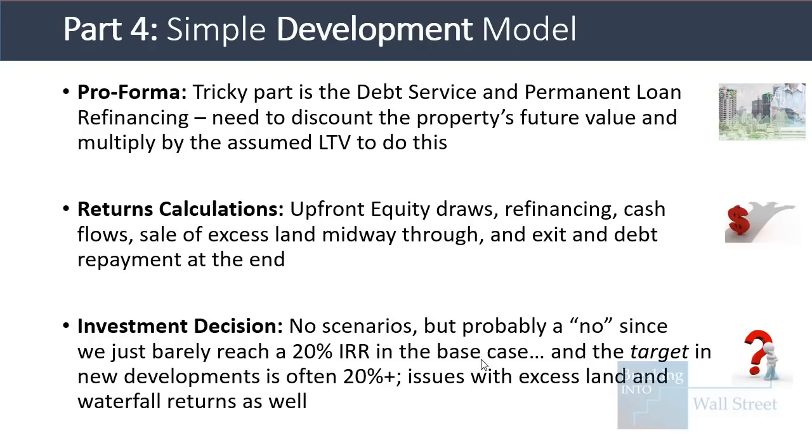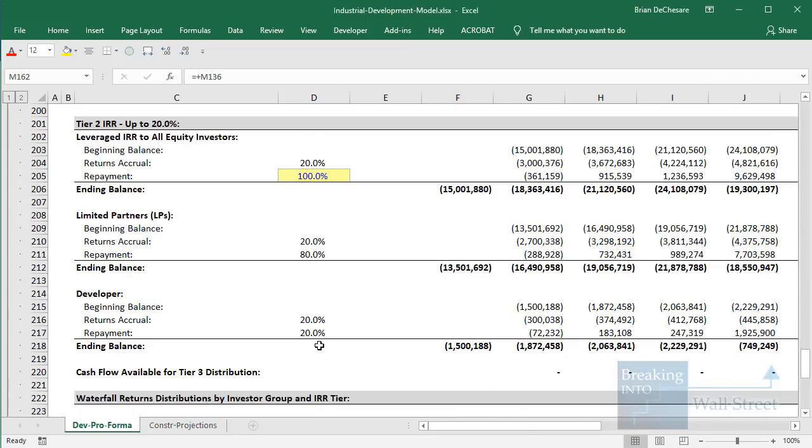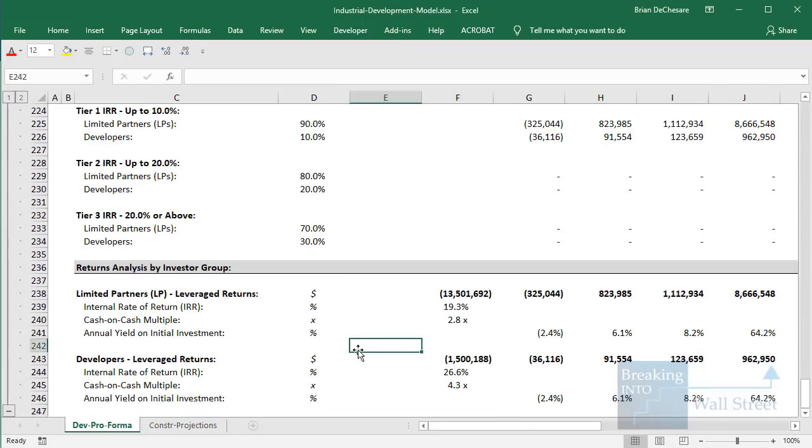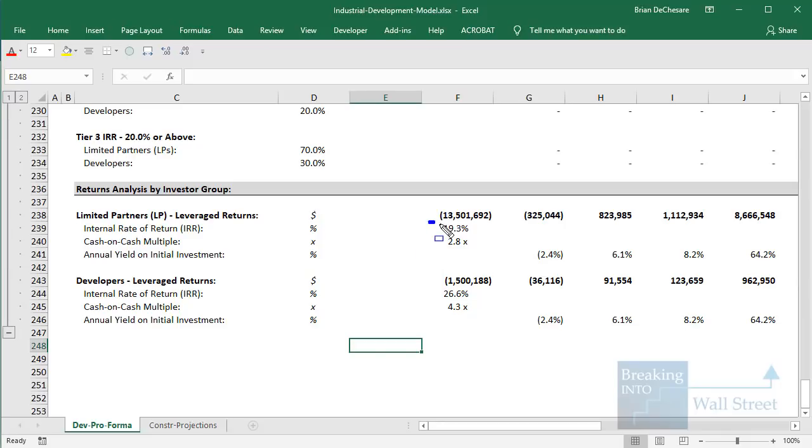There are also some issues with buying so much excess land in the beginning. Around 57% of the land is excess, so we don't need to buy that much land up front. The waterfall return schedule here also creates some issues because it puts certain investor groups, specifically the limited partners here, us, the third-party investors, at a slight disadvantage relative to the developers.